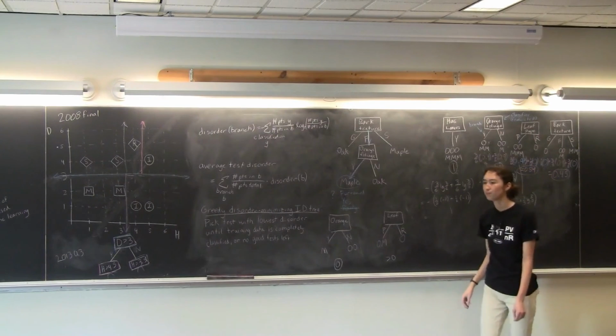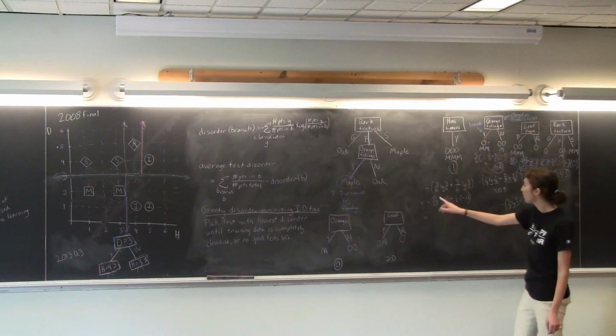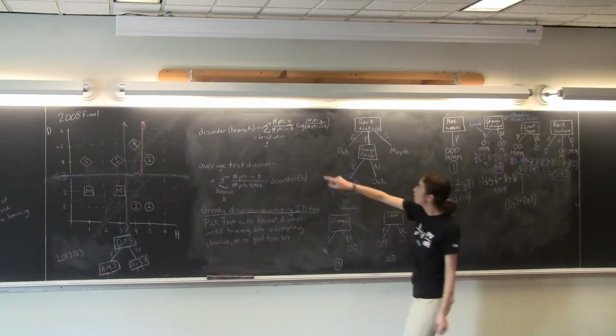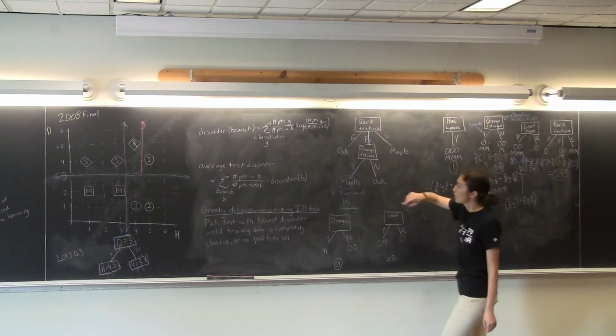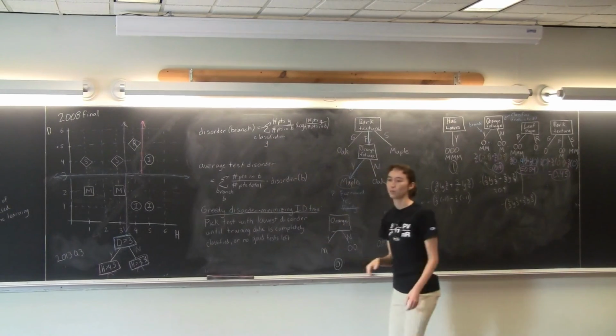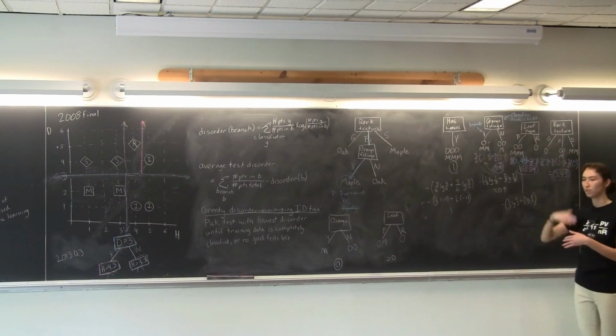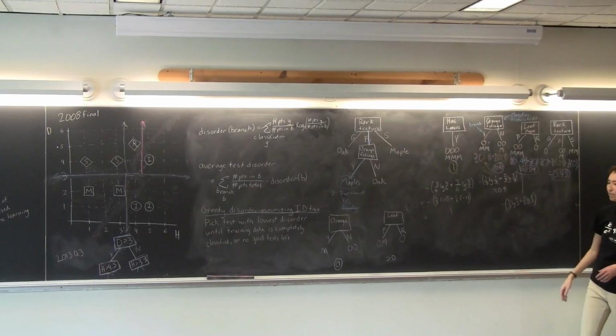Yeah? Why is there a negative outside the summation? That negative? So that's because the log of a fraction is negative. So the negative sign is just to result in a positive number so that we get disorder going from 0 and up instead of negative numbers.